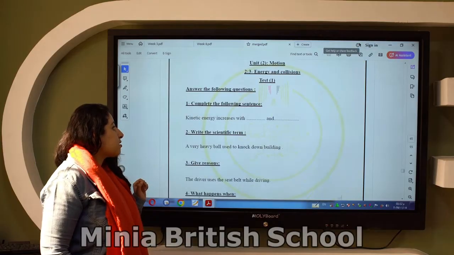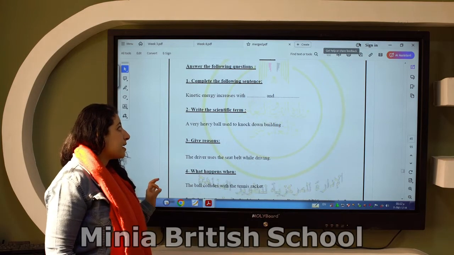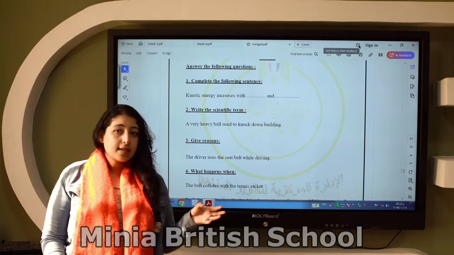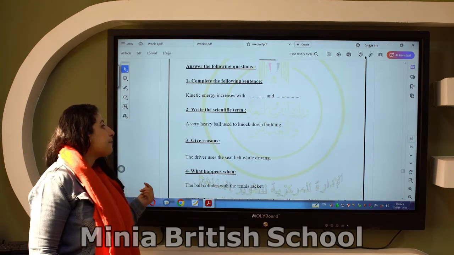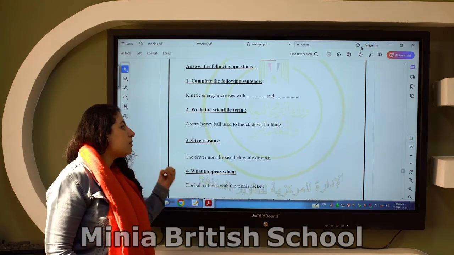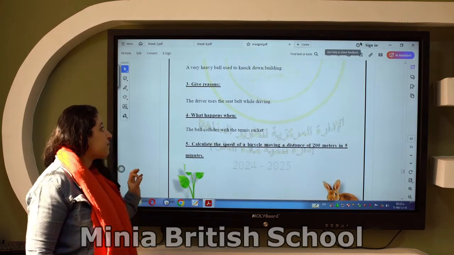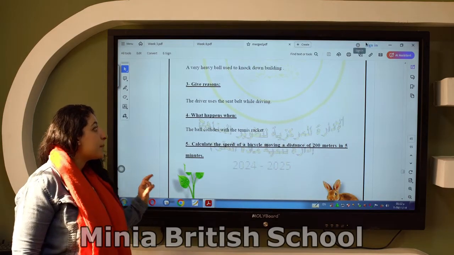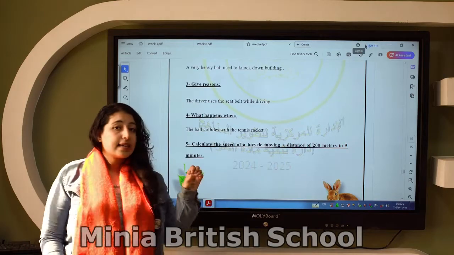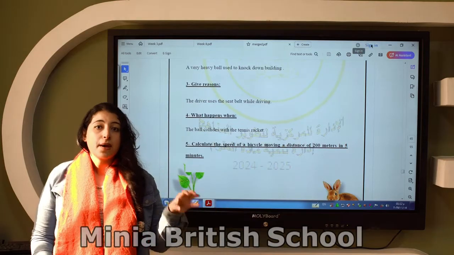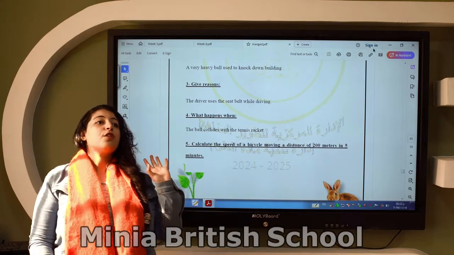Test 1 in week 13. Kinetic energy increases with what and what? Kinetic energy increases by increasing its factors, speed and mass. A very heavy ball used to knock down buildings, wrecking ball. Give reasons. The driver uses the seat belt while driving because the seat belt keeps drivers and passengers in their seats during collision from rushing forward.